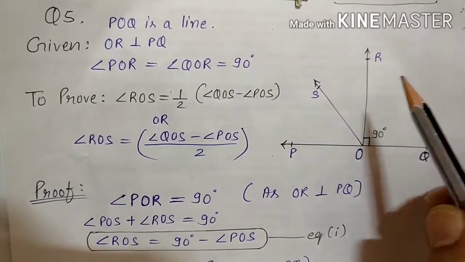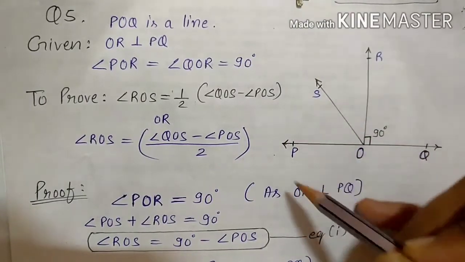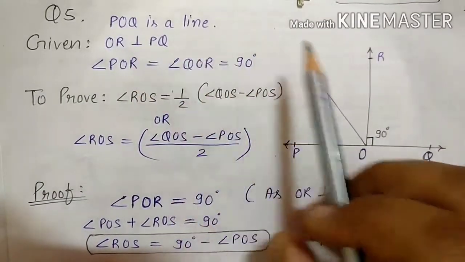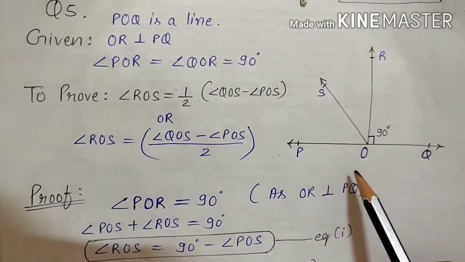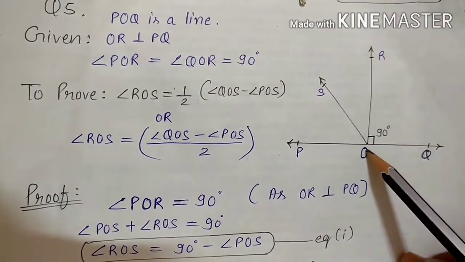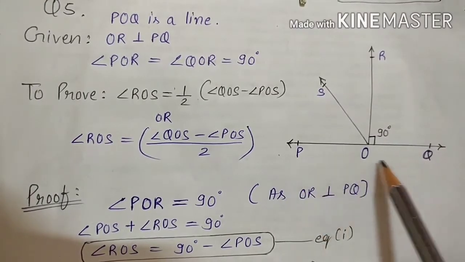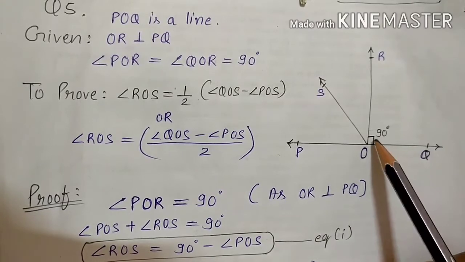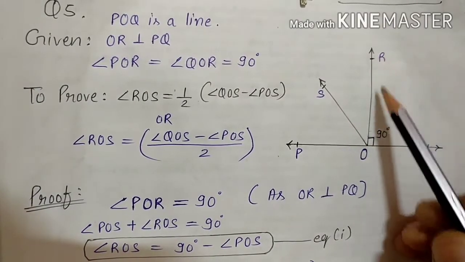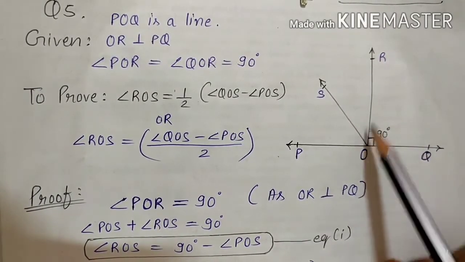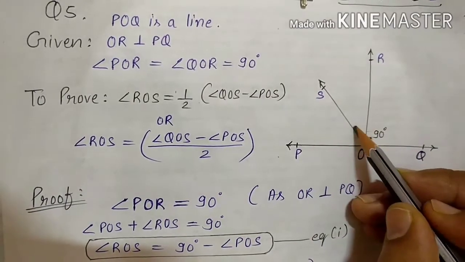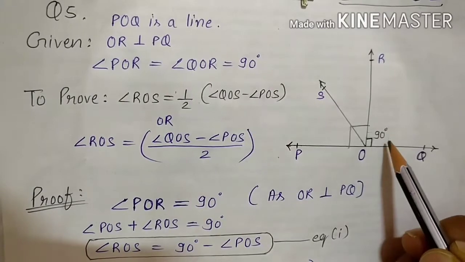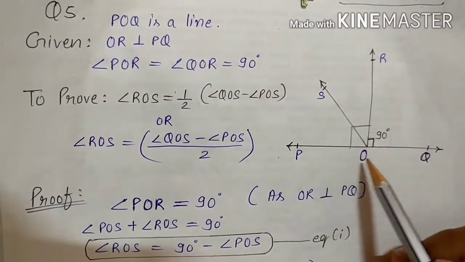So as you can see here, we have drawn only the figure which is given in the book here in the copy. POQ is a line which is already given, and OR is perpendicular on this POQ. So this angle is how much? 90-degree angle. Now if this angle ROQ, or you can say QOR, is 90 degrees, therefore POR will also be 90 degrees, as OR is perpendicular to PQ.